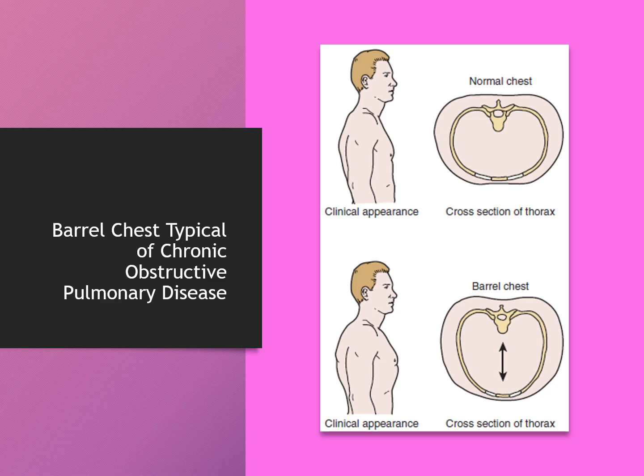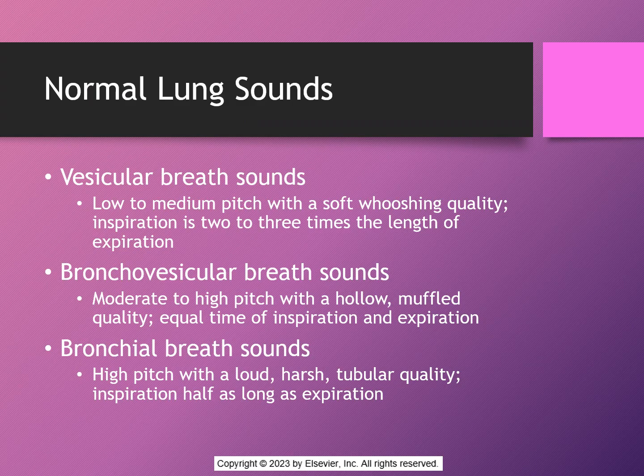This picture can be seen on page 269, showing a barrel chest typical of a patient with COPD. To auscultate the lungs, you first need to eliminate room noise and instruct the patient to sit up if possible, so that the bed or the back of the chair is not interfering with their chest expansion. Listen to 1 full breath in each location.